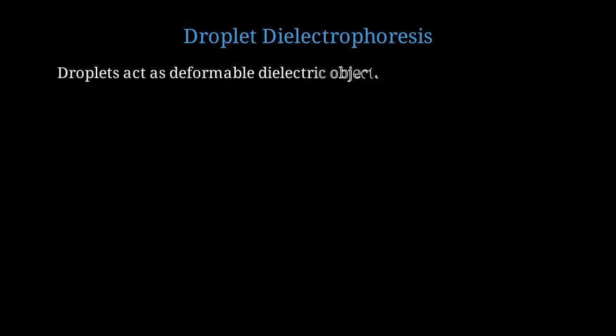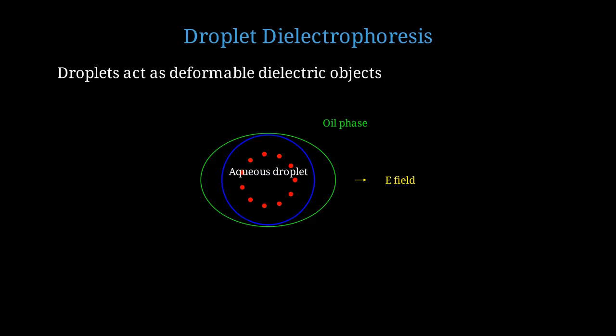Now let's discuss droplet dielectrophoresis, which is particularly interesting for digital microfluidics applications. Droplets of one fluid suspended in another immiscible fluid act as deformable dielectric objects. They can be manipulated just like solid particles. An aqueous droplet in oil becomes polarized in an electric field. The ions inside redistribute, creating an effective dipole.